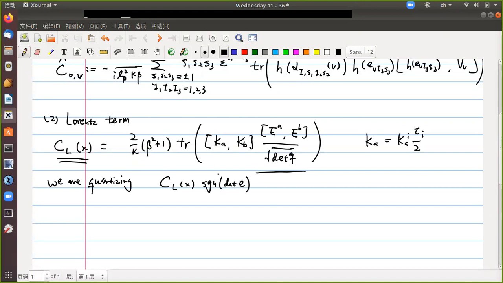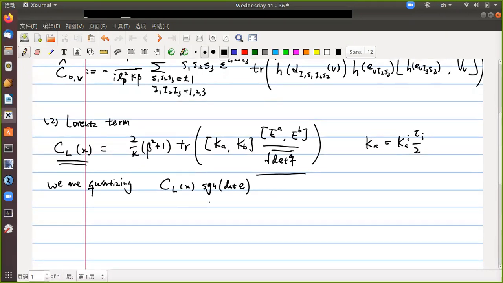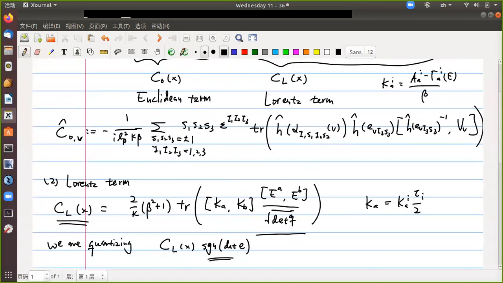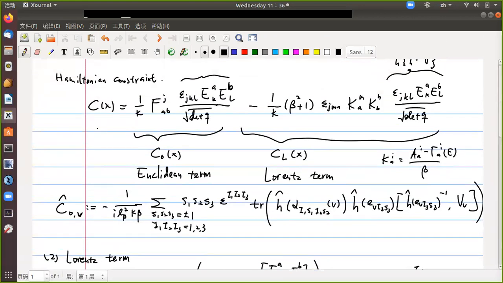Okay, so this guy. When you densitize the frame, if it corresponds to a right-handed frame, it equals 1. In case of a left-handed frame, it is -1. Okay, so similar to the Euclidean term, we are quantizing this. Which means that this sign factor will be just an overall constant, an overall sign factor for the entire Hamiltonian constraint.